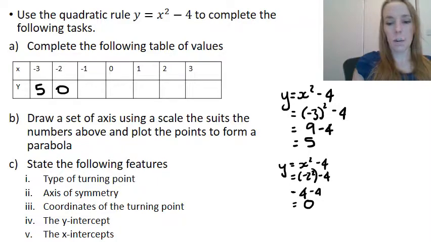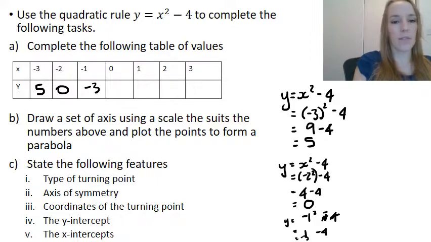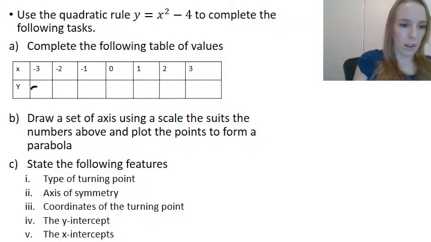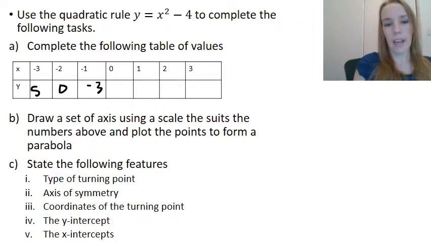For our next one, we've got y equals -1 squared, take 4 it should be. So 1 times 1 is 1, take 4, equals -3. I've run out of space. So 5, 0, -3, I'll just clear this. What do we have? 5, 0, -3. So we can continue on.